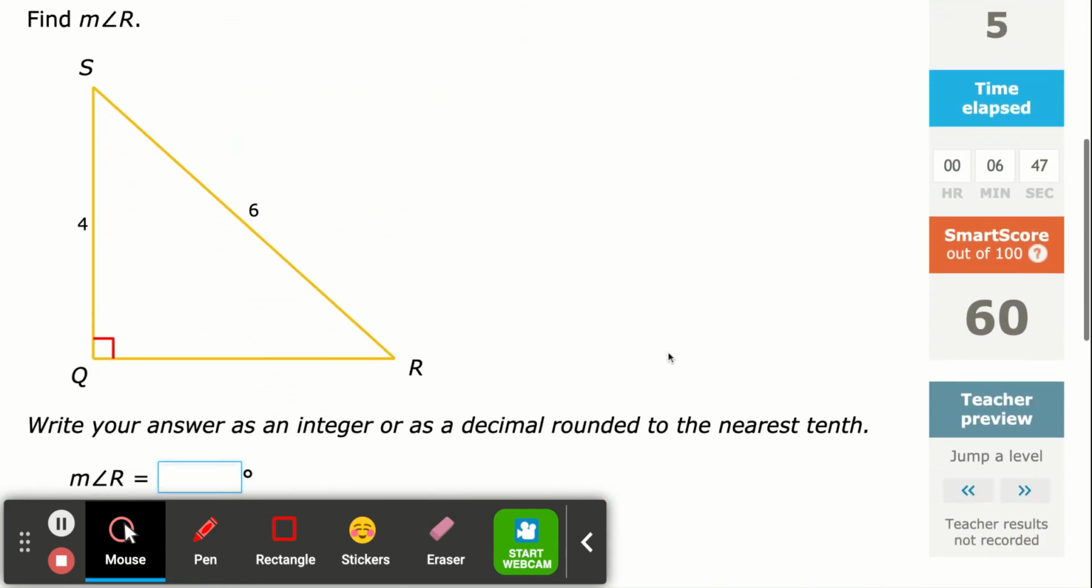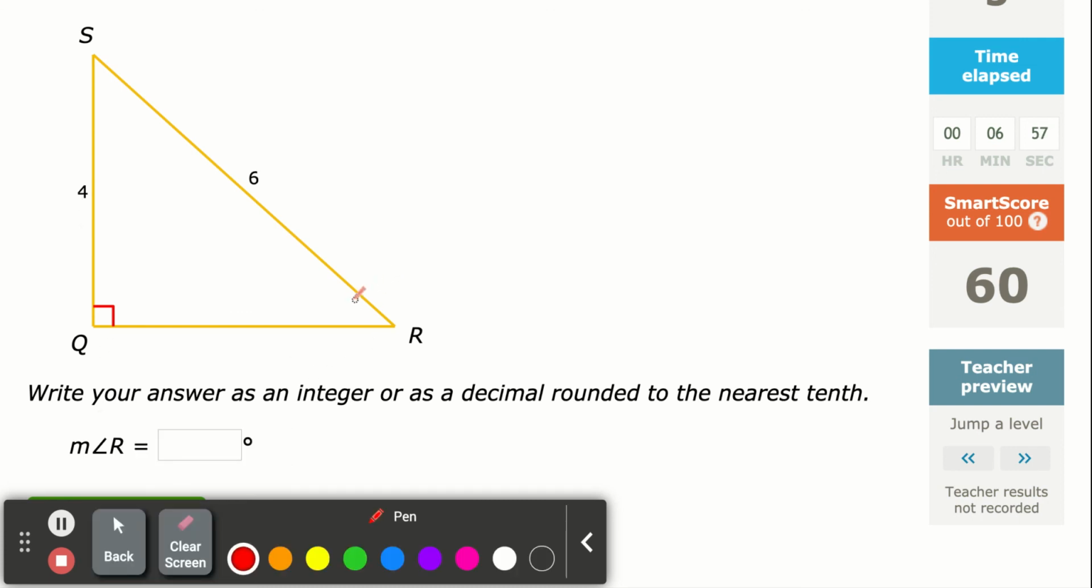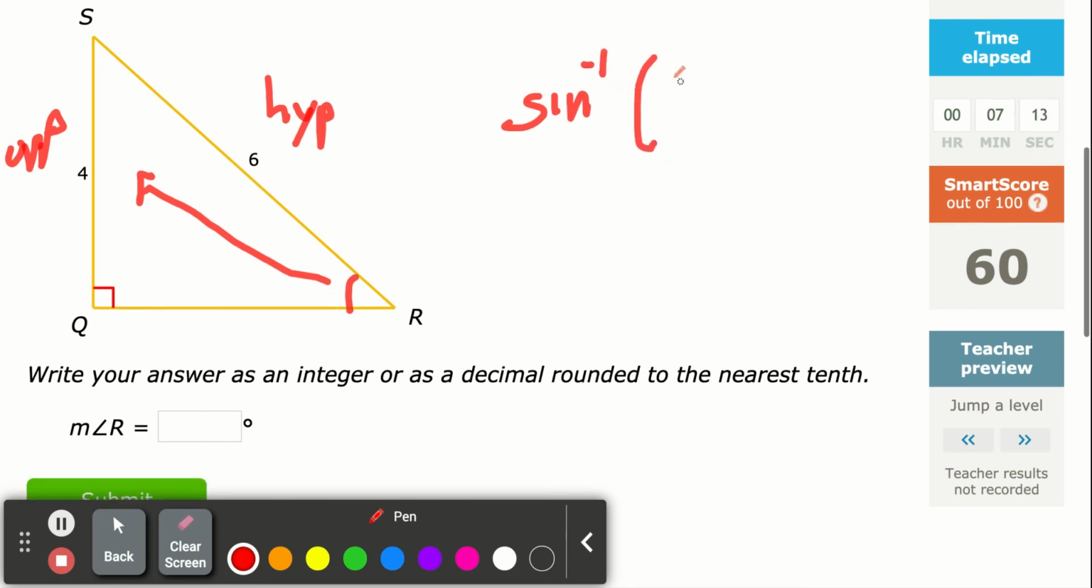Now here I won't be using the inverse tangent because I notice I have the hypotenuse, and then I have this side, which will either be the adjacent or the opposite depending on which angle. I'm looking at this angle here, angle R, that means this is the opposite side. This is the hypotenuse. Opposite over hypotenuse is sine. So I'm going to do the inverse sine of 4 over 6, or 2/3. Grab my calculator, inverse sine of 4 over 6, or 2/3, and I get my angle is 41.8.